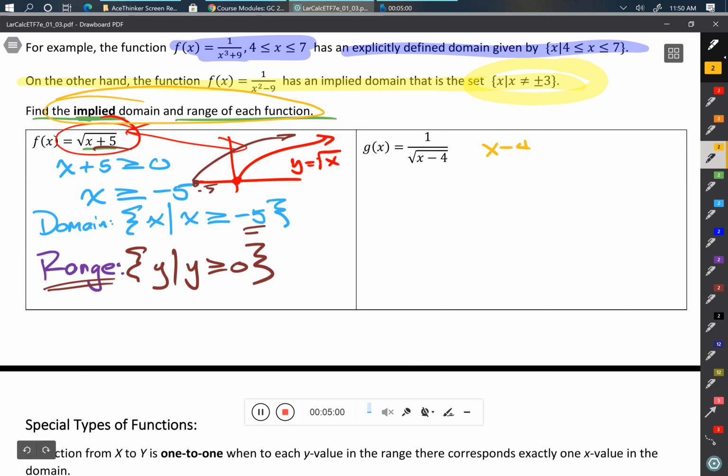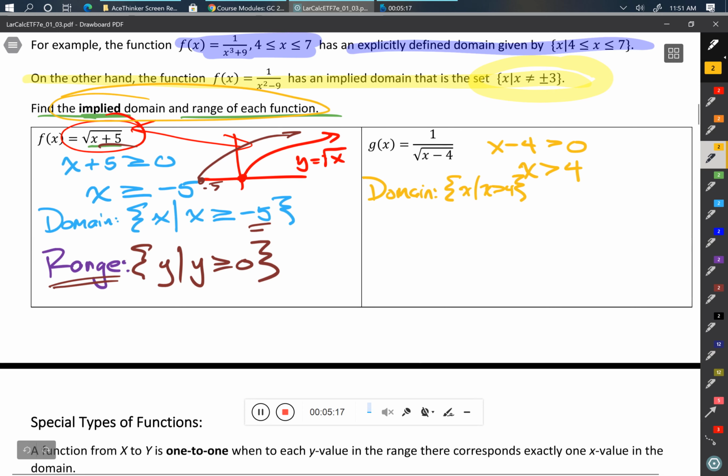I literally just say, when is this greater than 0? And it will be greater than 0 when x is greater than 4. So then my domain will be the set of all x's such that x is greater than 4. And then what will my range be?